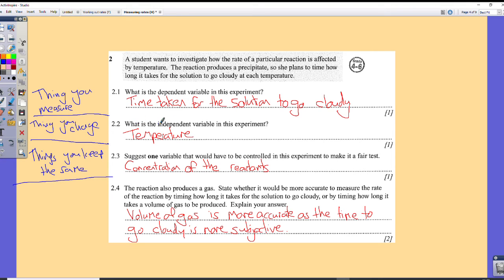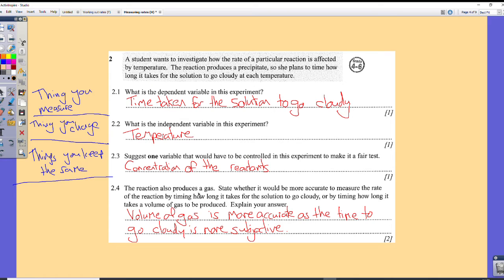The next one is, what is the independent variable? Now independent is the thing that you change, so that's the temperature, because you're changing the temperature of the solution for the different reactions. And suggest one variable that could be controlled in this experiment to make it a fair test. So control variables are things you keep the same, and here we're going to keep the concentration of the reactants the same.